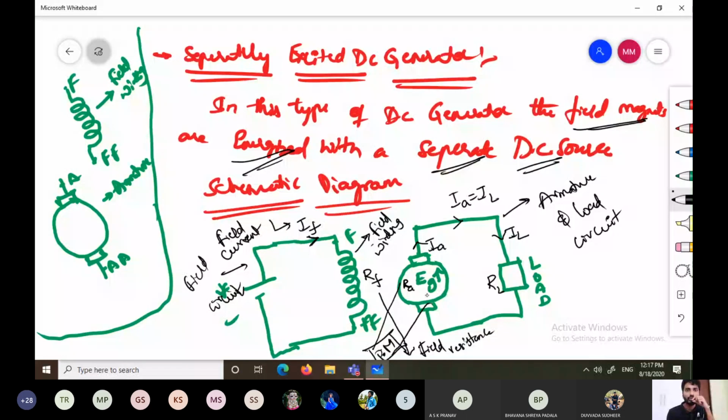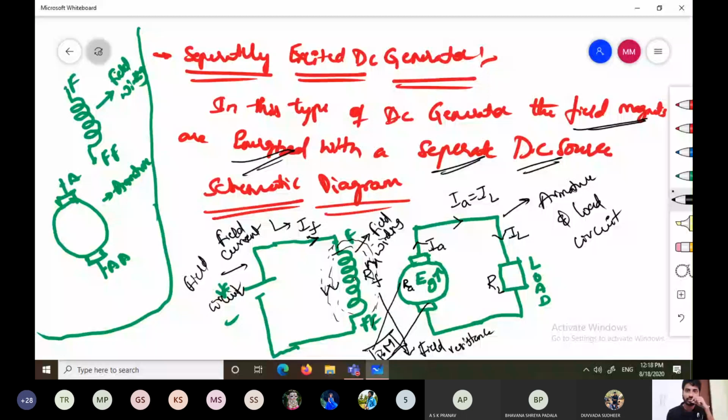At that point, we give a separate DC source to the field winding. Due to the separate DC source, the current, represented as IF, passes into the field winding. Due to that IF, flux will be produced. That flux links with the rotating armature conductors, so the EMF EG will be induced in the armature.